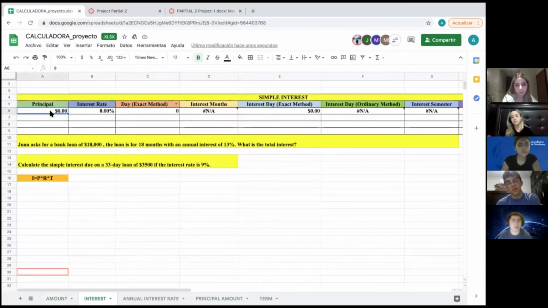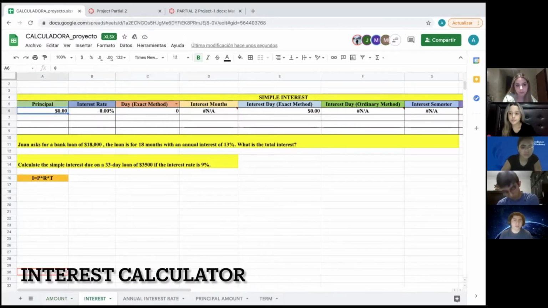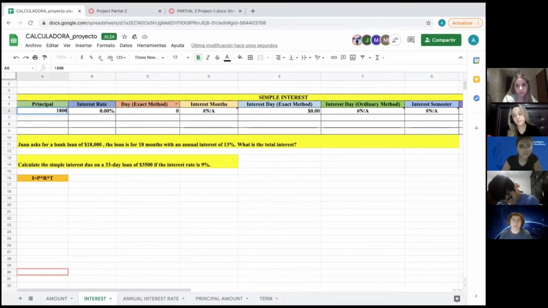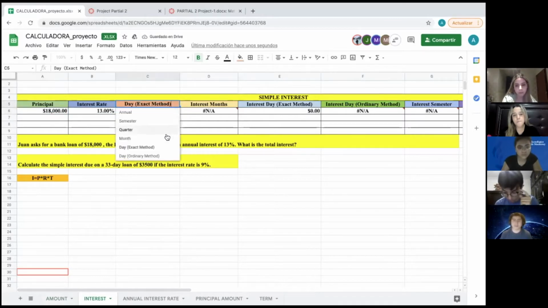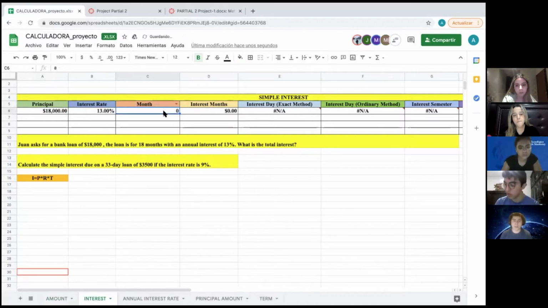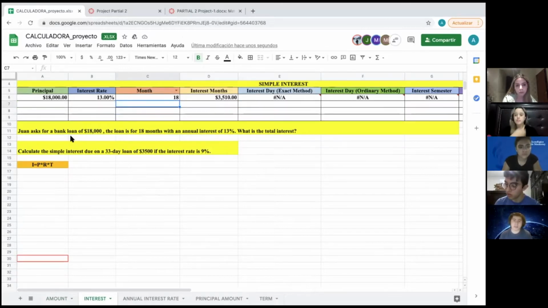The second calculator is interest. To use this calculator, it's necessary to put the values that are requested. In this example, the principal amount is 18,000, an interest rate of 13%, and 18 months of time. So we have the interest on months is 3,510. And here with months, it's necessary to change the time given in the problem.